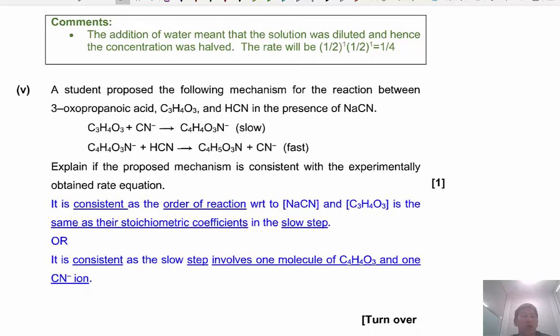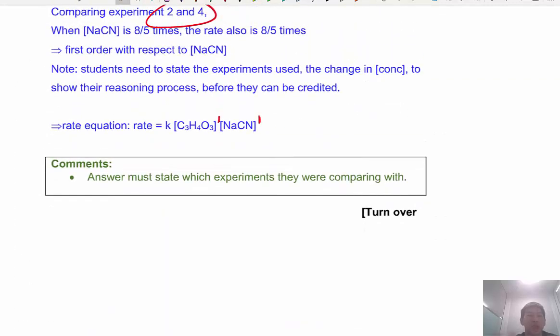Near the last one, but not quite. The following mechanism has been proposed. Is it consistent with the experimentally obtained rate equation? So you go back to the rate equation. The slow step must have this organic compound, one molecule involved as a reactant, and NaCN involved as a reactant, so to speak. Strictly speaking, it's not really a reactant, it's actually more a catalyst. But it is involved in the left-hand side of the slow step, and only these two, we cannot add anything else.